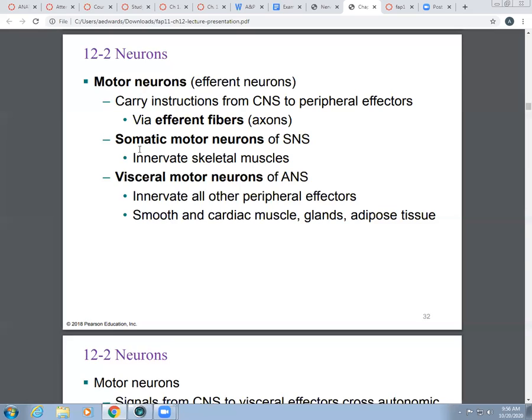If they are visceral motor neurons in the autonomic nervous system, basically they're innervating other effectors. All right. So things like adipose tissue, cardiac muscle, glands, smooth muscle, okay? These are all visceral motor neurons, okay? And they are causing a function that is part of the autonomic nervous system, okay? These are things that are going to happen without you having to decide to do them.